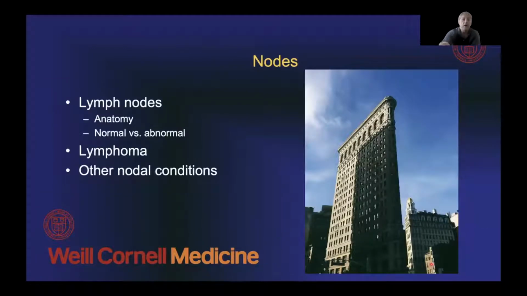So what we'd like to accomplish in the next 45 minutes or so: discuss the anatomy of cervical lymph nodes, talk about what's normal versus an abnormal lymph node. That's typically the question to us. And then we'll discuss some of the entities in the head and neck, primary lymphoma in that region. We'll also describe a few other nodal diseases as we go through.